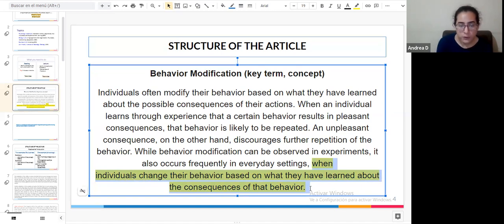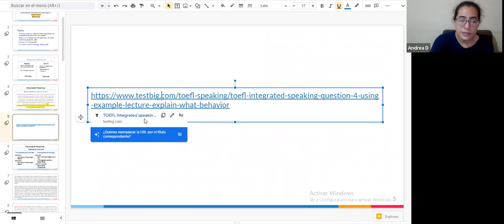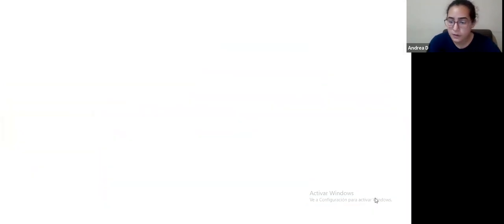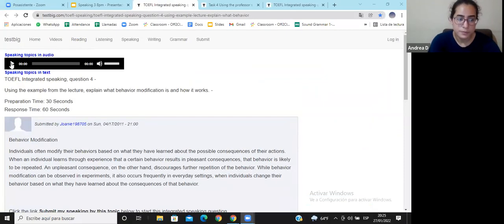You gotta look for how the professor illustrates this concept with that example. Okay, so take notes, tomen notas, and yeah, we're gonna see. I'm gonna play it for you guys. So grab a piece of paper, pen that you can use. And here we go.